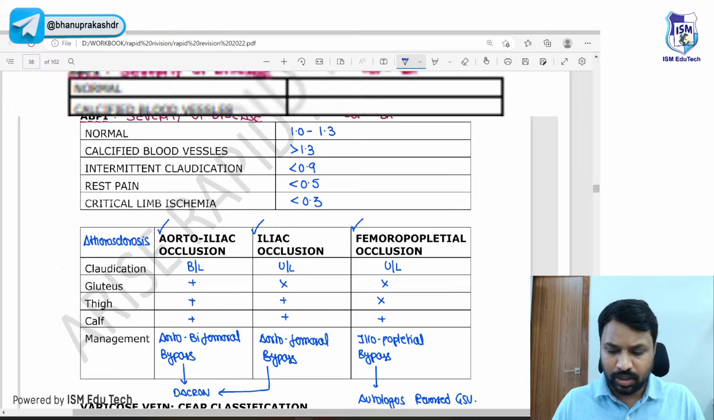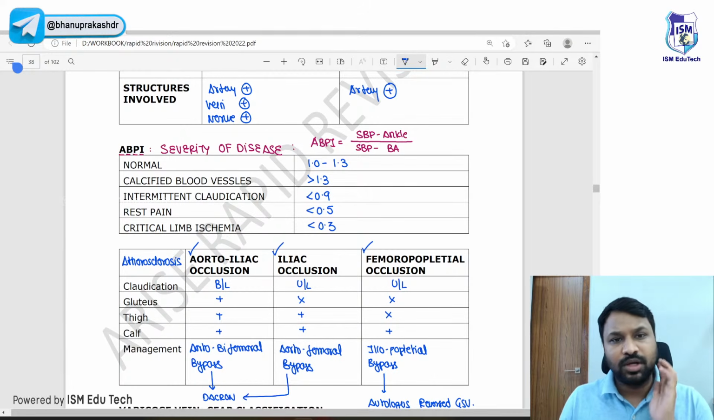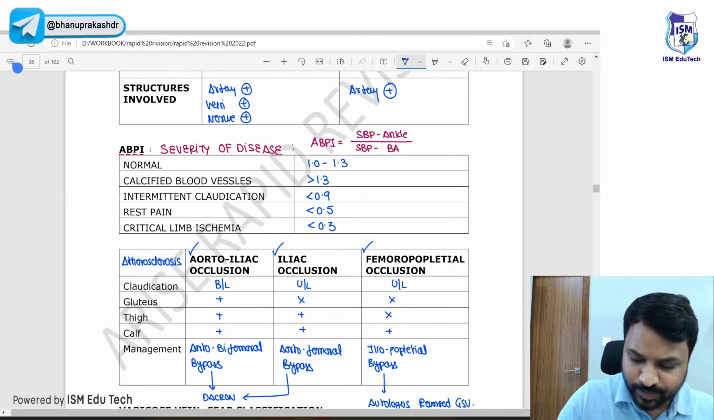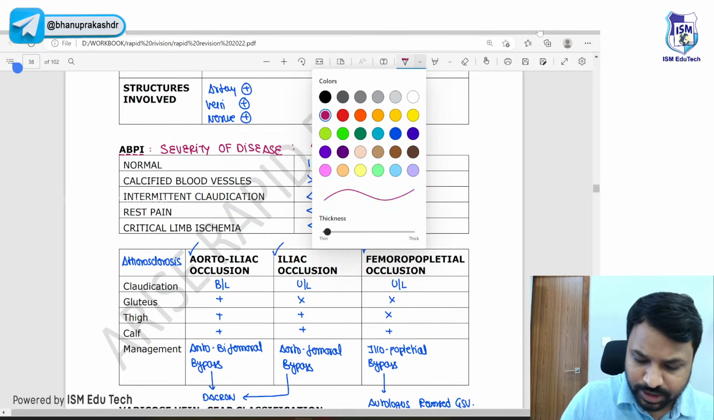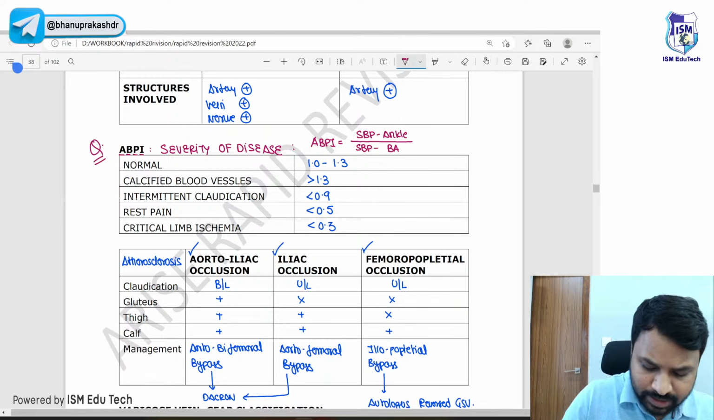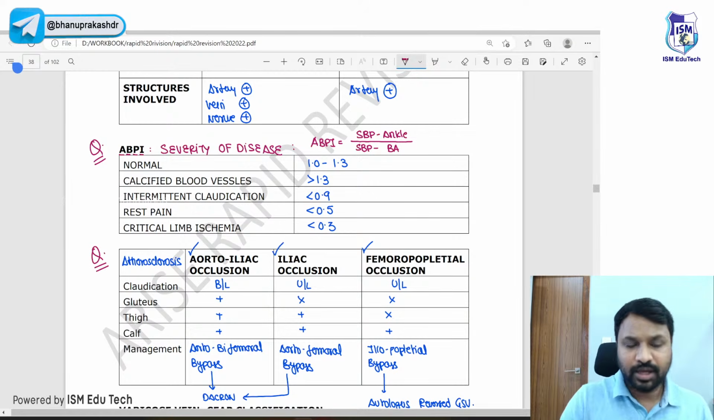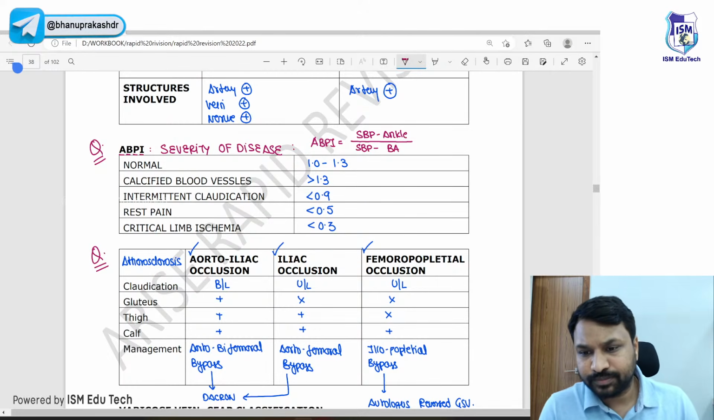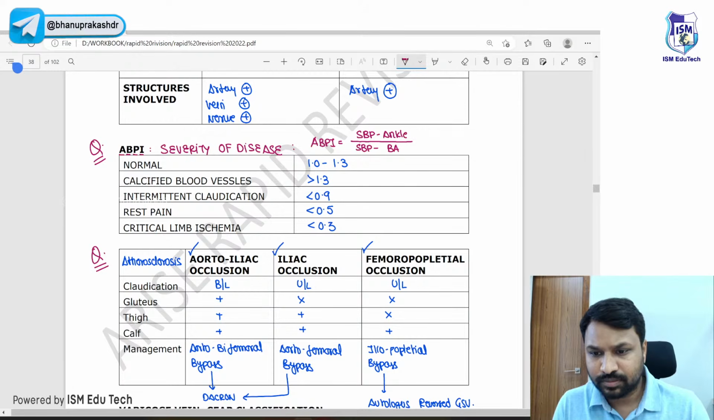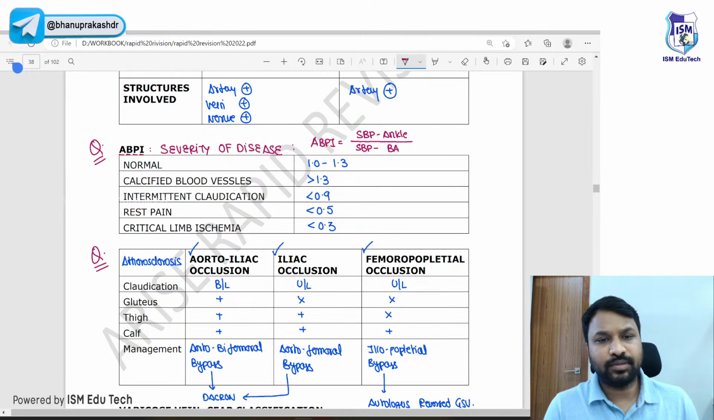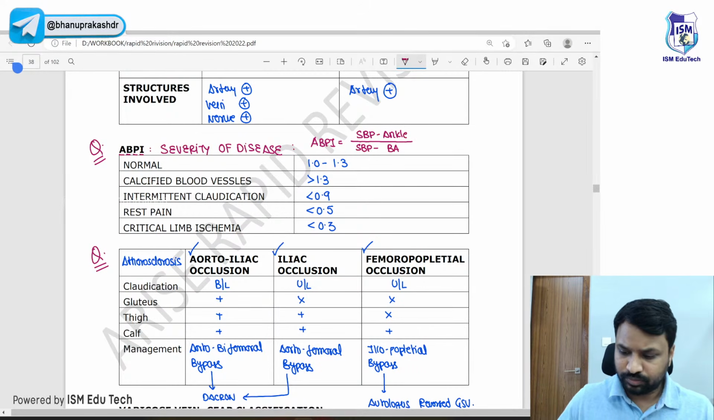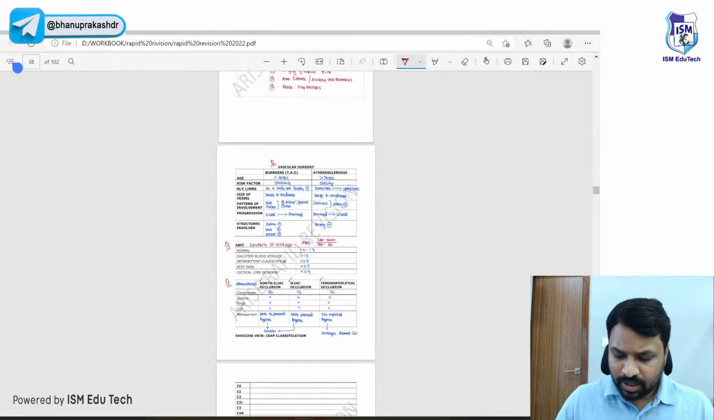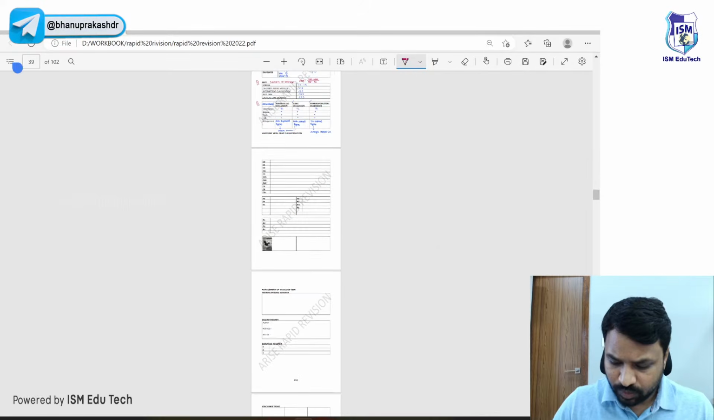So these are all the important aspects with respect to vascular surgery. Now, from the exam perspective, two important questions here. Number one, the ABPI, and number two, the site of occlusion and the management and presentation accordingly. Is that clear? Okay. So this is about the arterial disorders that you have to know.